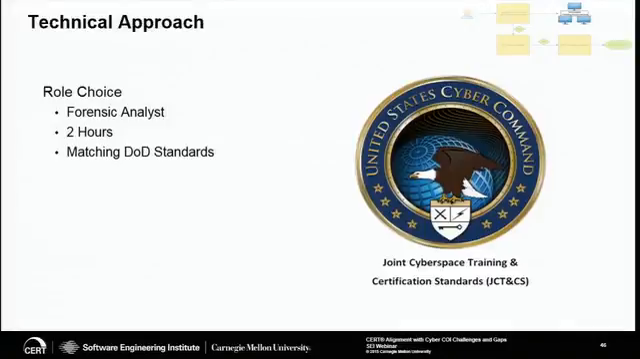In order to do that, we need to know, okay, which job role are we going to address first? We chose the role of a forensic analyst simply because he can be reasonably expected to do an initial analysis within 2 hours when given a capture. And we had a good standard to work from. We used the JCT and CS standard material for the forensic analyst role.